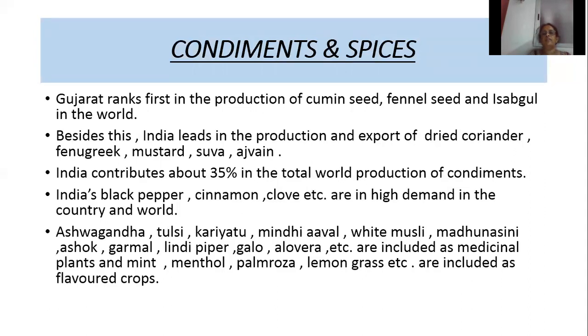So India's which condiments and spices were famous since ancient time? Black pepper, cinnamon, clove, etc. Then which medicinal plants are produced in India? Ashwagandha, tulsi, kariyatu, mindiyaval, white musli, madhunasini, ashok, garmal, lindi pepper, gallo, aloe vera. They are the medicinal plants grown in India.